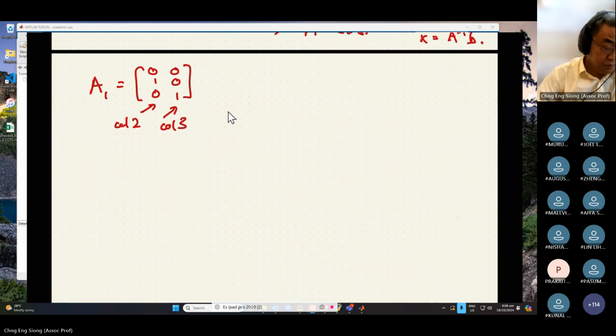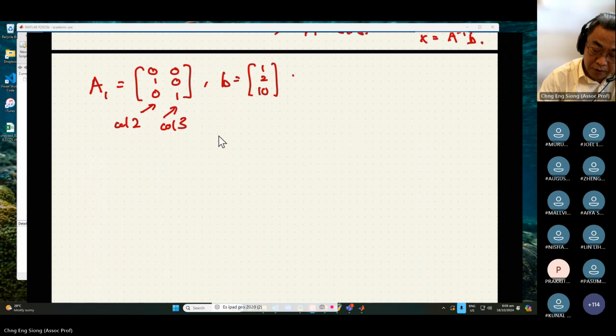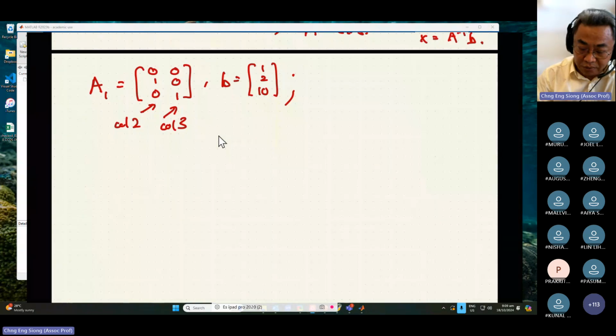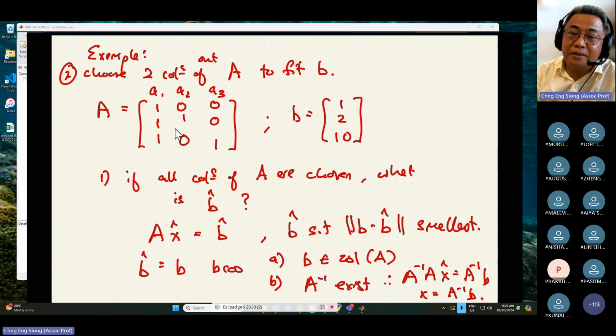And I have A1 here. I also have the same B. Now, in the exams, you don't have time to figure this out by brute force. So the trick is this: you guess. You say if I choose these two columns, this guy will approximate 2. This guy will approximate 10. So I'm left with 1. Okay, so I'm only left with 1 that I cannot approximate. Clear, guys?